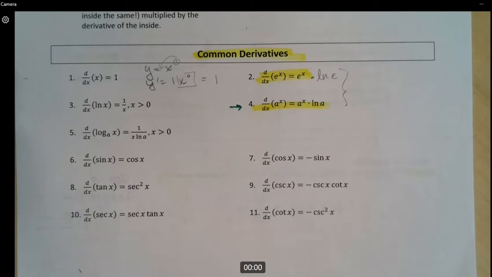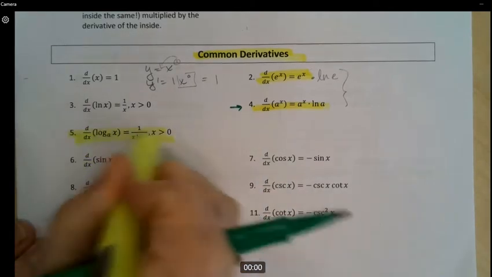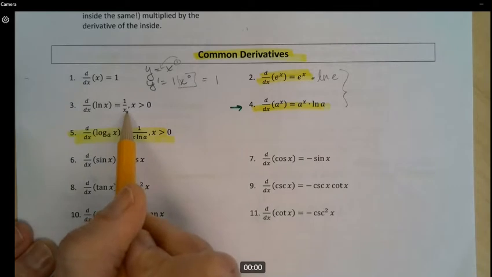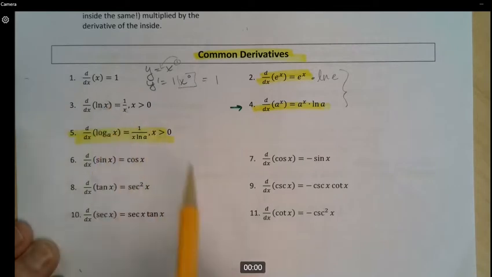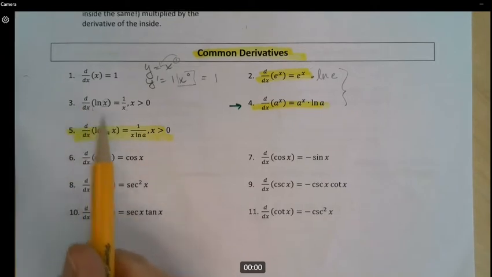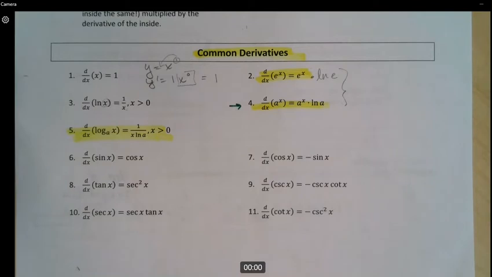In the same vein, if you're going to memorize anything, this is the one that you would memorize, because when you're taking the derivative of a log, it's 1 over the argument times the natural log of the base. And then, of course, if we can add whatever's going on here, it's 1 over the argument times the natural log of the base. Well, it's base e. The natural log of e is 1. So that's why this part is not in that one.